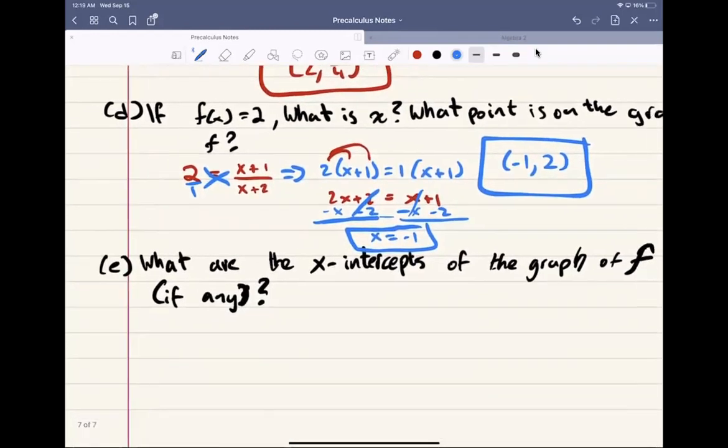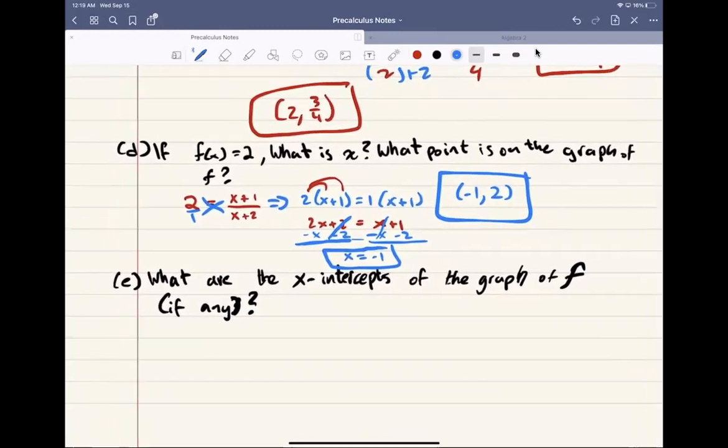And all right, the next part is: what are the x-intercepts of the graph, if any? So for x-intercepts, remember, you just let x equal 0. Oh no, you let y equal 0. So let y, in this case f of x, equal 0. So you're going to get 0 is equal to (x plus 1) over (x plus 2). You can do the cross multiply trick, but because this is a fraction, we're basically just going to let the numerator be equal to 0, okay?